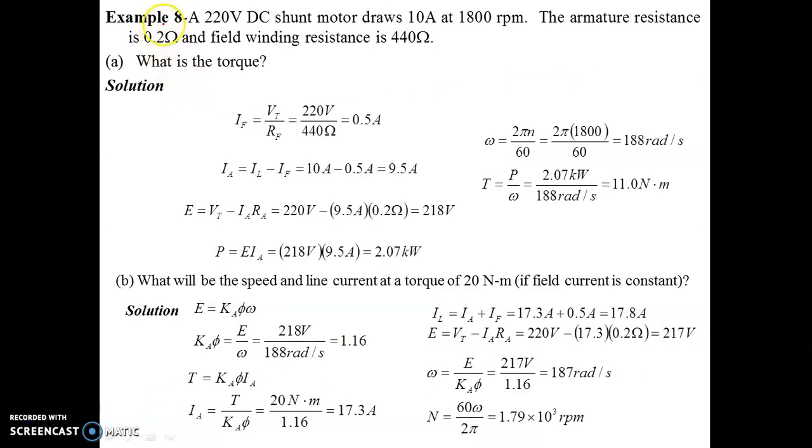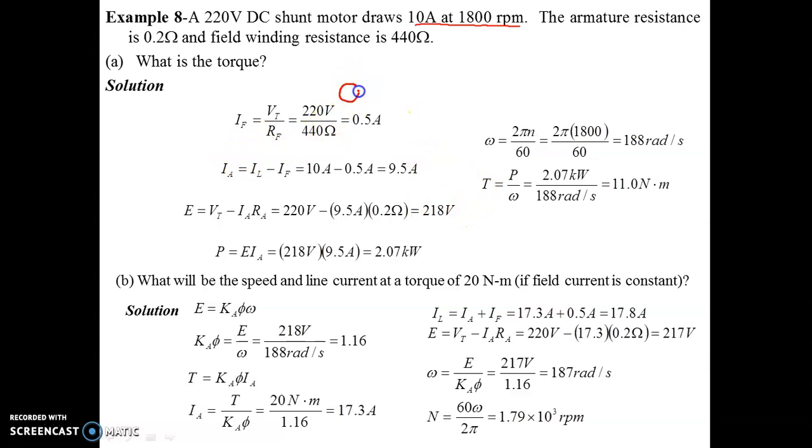One more problem, a very interesting problem. A 220 volt DC shunt motor draws 10 ampere at 1800 rpm. Shunt motor means its excitation is in parallel with the armature. The armature resistance is 0.2 ohm and the field winding resistance is 440 ohm. The motor is like this.